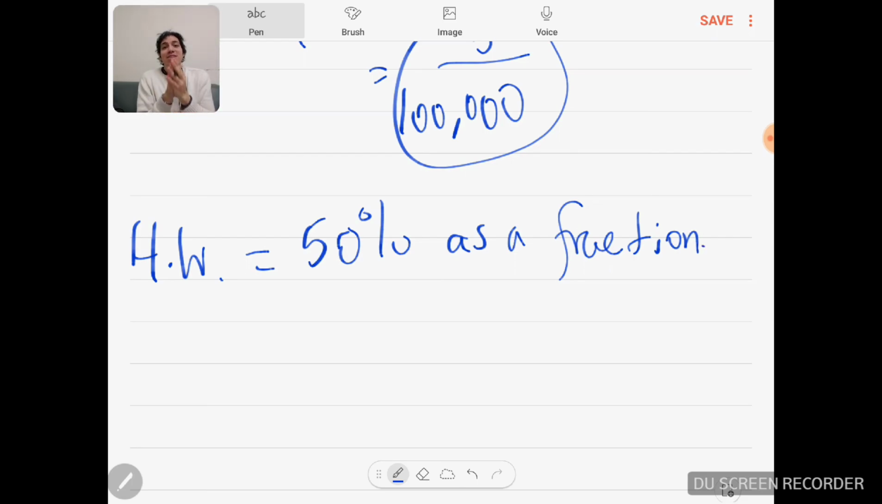Okay. So, sorry for making the video so long, but it's important to know how to convert percent to a fraction. So that's the lesson for you guys.